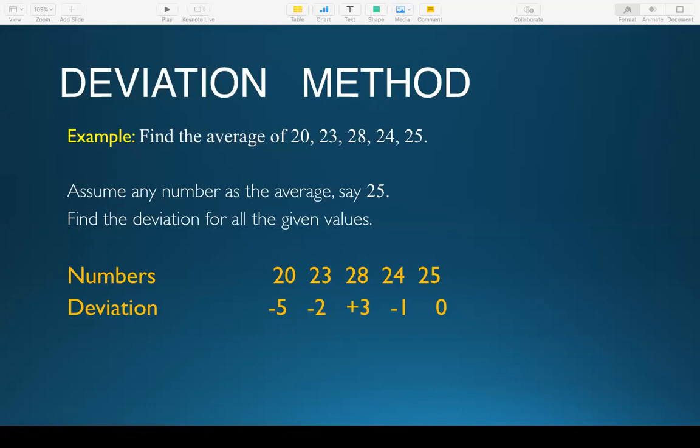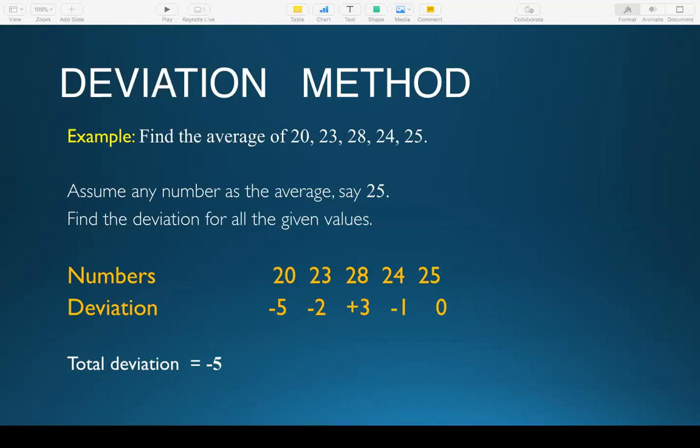So is it clear till this part, guys? You're clear with what the steps are? First step is to assume any of the given numbers to be the average. Then the second step is to find the deviation. Now the third step is to take the sum of all the deviations. So you need to add -5 plus -2 plus 3 plus -1, and this sum comes out to be -5.